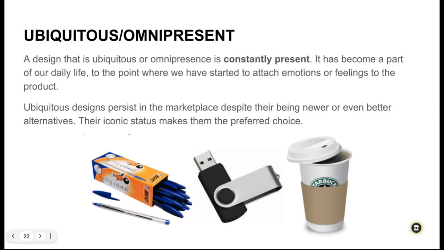Another characteristic of classic designs is that they should be ubiquitous. Ubiquitous is a fancy word for saying they're just everywhere. They're constantly around you. You may not even notice them very much, but you would notice them if they were gone. So, ballpoint pens like this is actually a classic design. And we don't even think about it anymore, but we've just gotten so used to having it around. The USB, this slide is maybe a little bit old now, but the Starbucks cup even, these are just all around us, constantly present. And because they're around us all the time, we start to attach emotions to them.